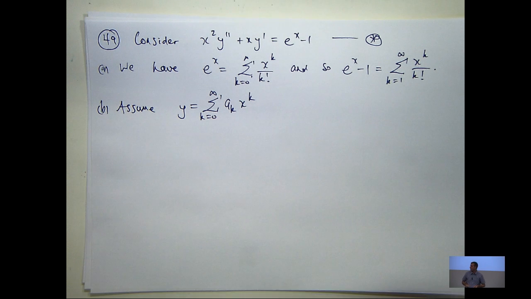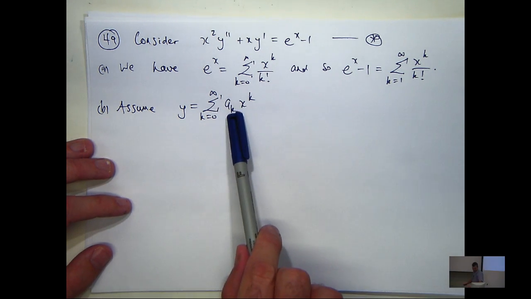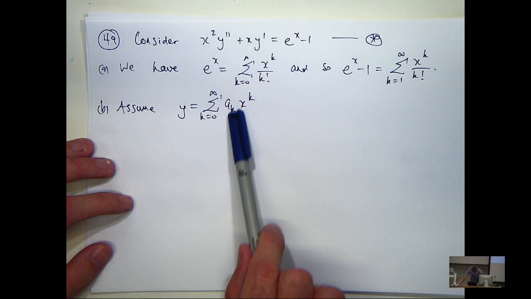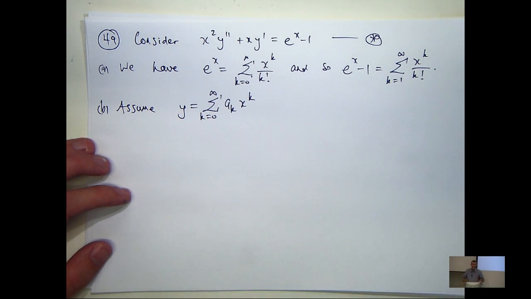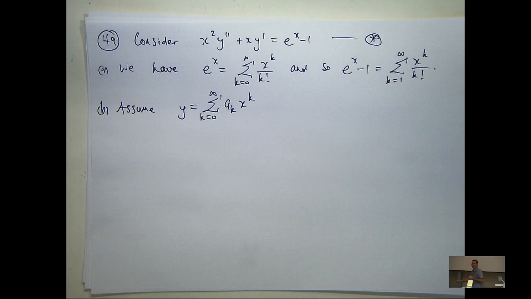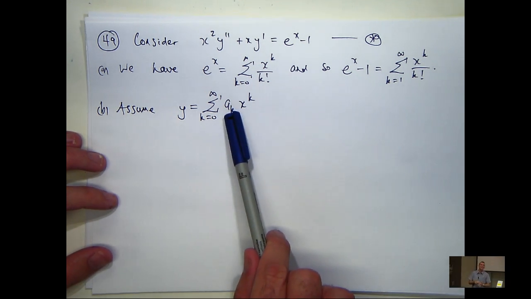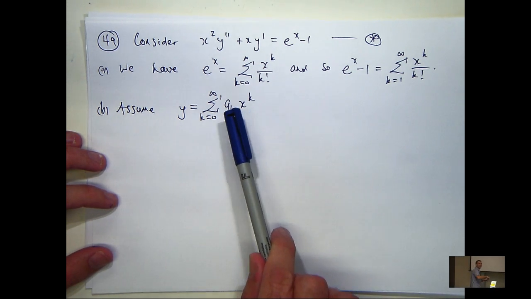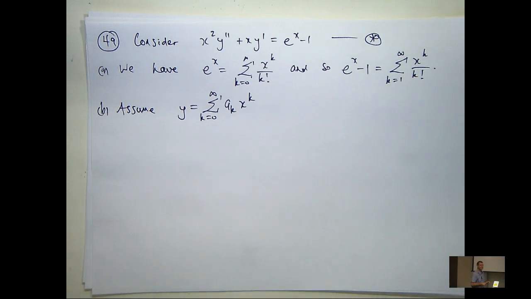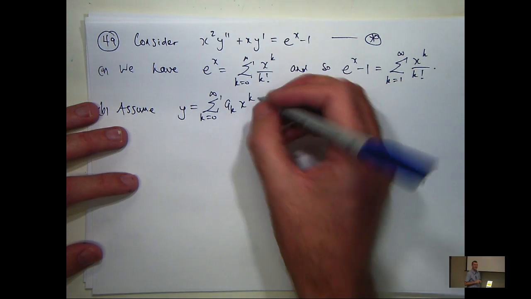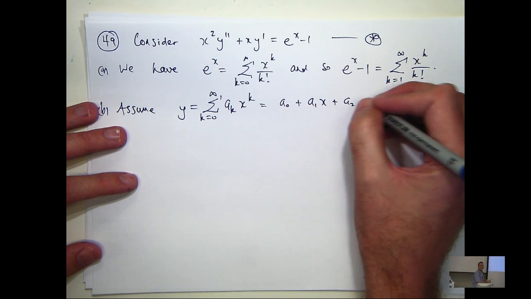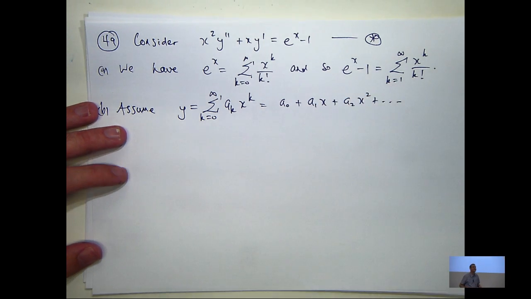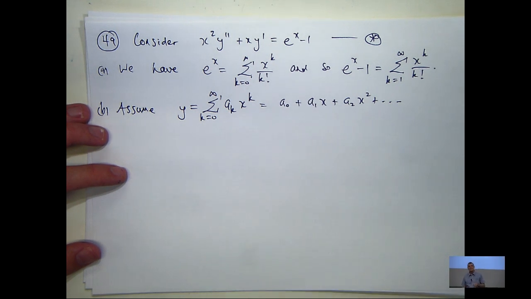Now, if we can determine some sort of setup for A sub k, then we've completely determined our solution. So we're assuming it's a power series, and what we're going to try to do is find these coefficients, these A sub k's. Once we know those, we have the whole series, so we know our solution. Okay, so we're looking for A0, A1, A2, and so on.